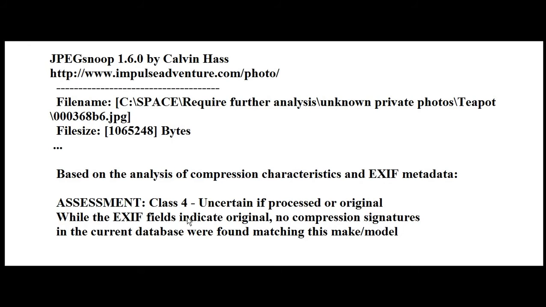Then a second step is that I analyze the picture with JPEG Snoop, which is a freeware program. You can download it from www.impulseadventure.com, and with this program you can verify if a JPEG file is genuine. In this case, the assessment was that it is a class 4 image and that the software was uncertain if it was processed or original. That was only because I did not have any compression signatures of this specific camera in my database. But we still have no confirmation that it is processed or original.